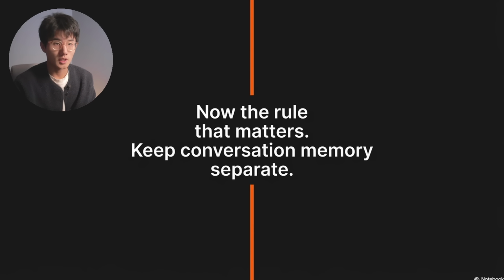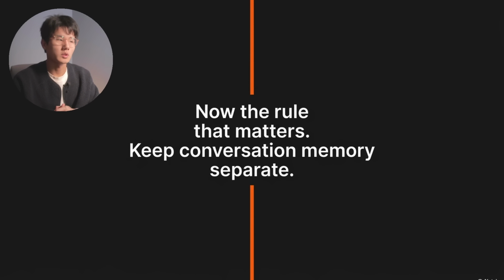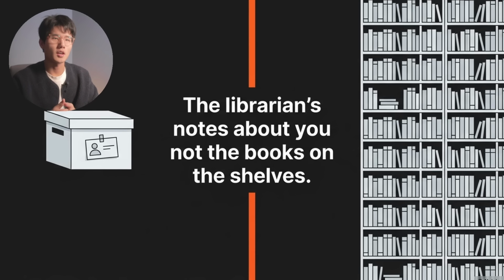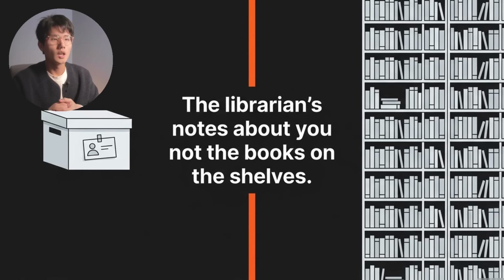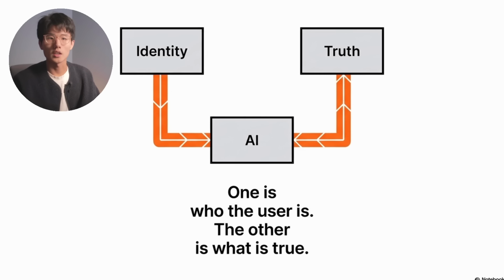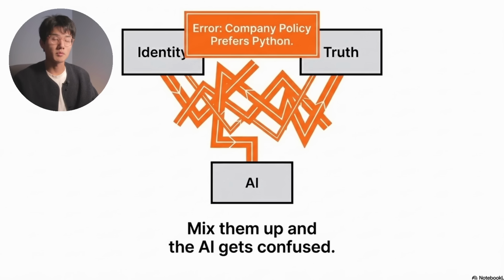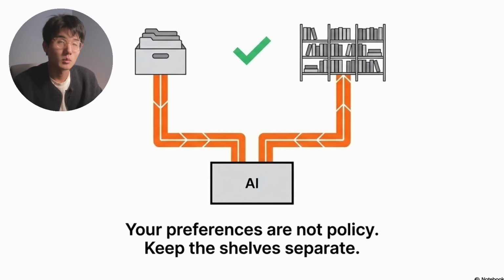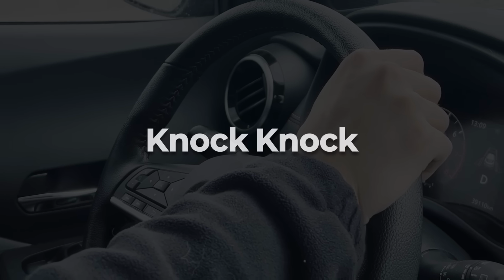However, there's a trade-off and a really important caveat that I have to talk about, which is that you have to keep conversation memory separate from company knowledge retrieval, which means the librarian's notes about you are not exactly the same as the books on the shelves, right? So one is just who is the user, the other is what is true. If you mix them up, the AI starts confusing your personal preferences with company policy, and you do not want that. I know I just threw 4 acronyms at you.